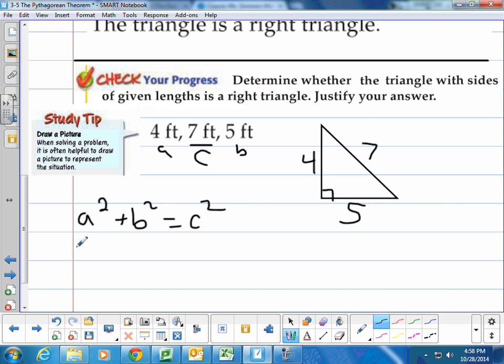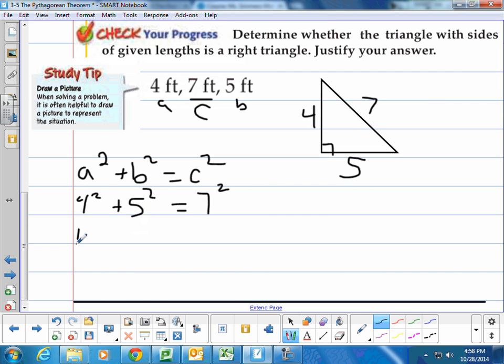So I can plug those in for 4 squared plus 5 squared is equal to 7 squared. And we're going to find out if this is true, then this is a right triangle with those lengths. If not, if they don't remain equal, then they may form a triangle, but it wouldn't be a triangle with a right angle. 4 times 4 is 16. 5 times 5 is 25. 7 times 7 is 49. Here's the tell. 16 plus 25 is 41, and that's supposed to be equal to 49. Well, we know that those numbers are not equal.